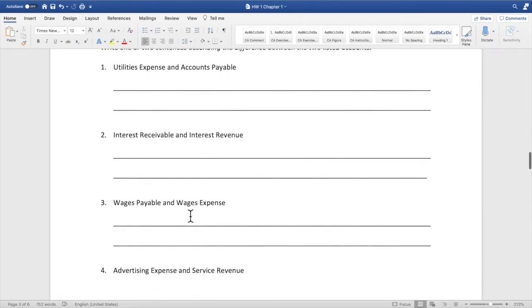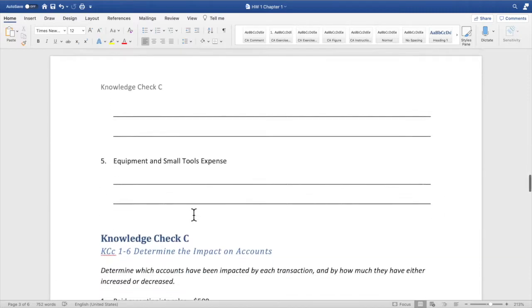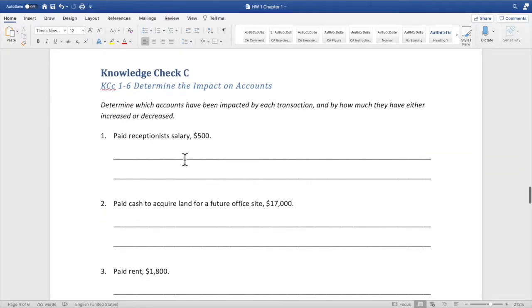You can walk through all of these. I'll just go further down and give you an example here. Determine which accounts have been impacted by each transaction and by how much they have either increased or decreased. Alright, paid receptionist salary. So we have our salary expense being impacted, and we have our cash account being impacted because we're paying $500 cash for the salary expense. So we have the salary expense and the cash account being impacted.